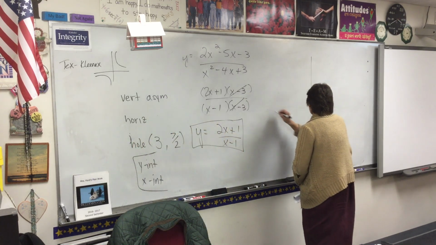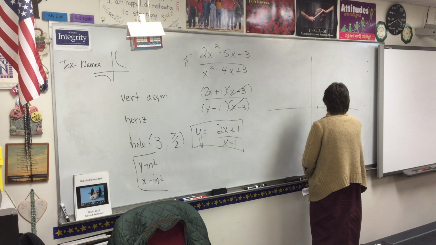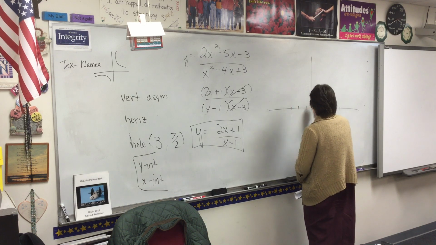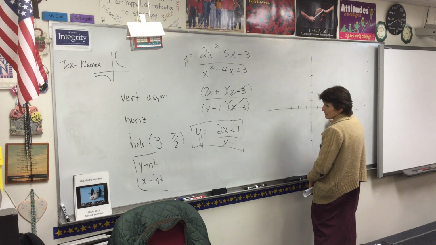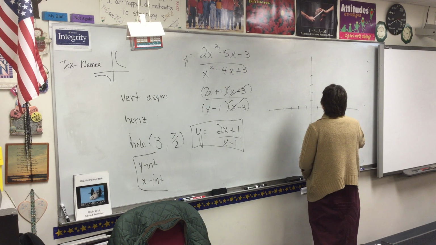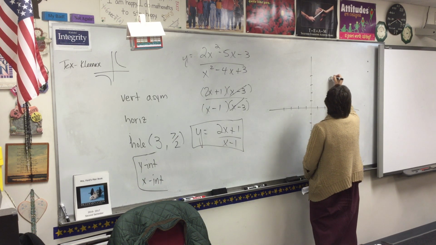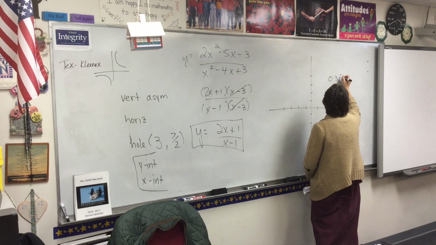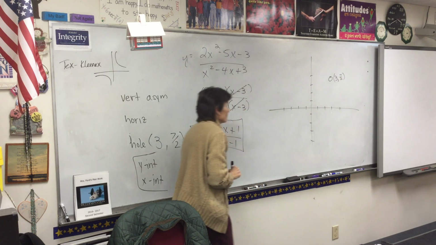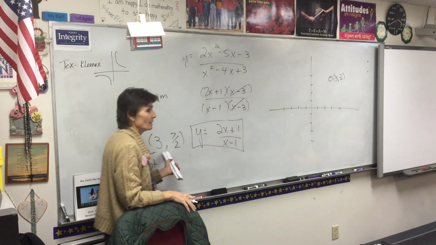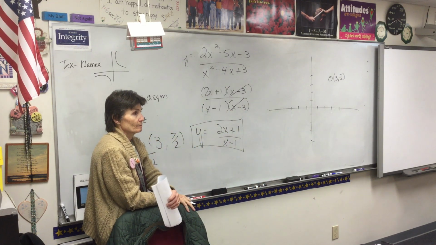So I'm going to plot that point, hopefully correctly this time. And positive 3, what's 7 halves? 3 1/2. So it's going to be like right here. Nice little open dot at the point 3 comma 7 halves.